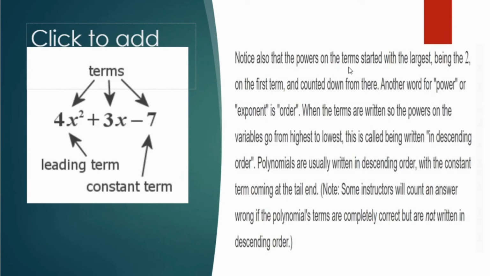Notice also that the powers on the terms start with the largest, being the 2 on the first term, and count down from there. So, we have x squared, x, and then we have the constant. Another word for power or exponent is order. When the terms are written so that the powers on the variables go from highest to lowest, this is written in what you call descending order. Polynomials are usually written in descending order, with the constant term coming at the tail end, or the last.